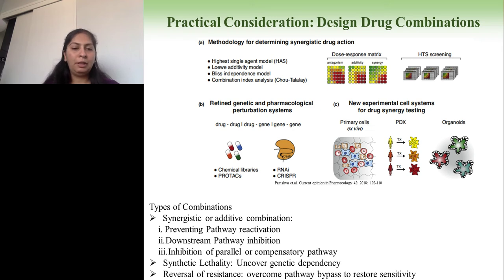So there are different types of combinations. First is a synergistic or additive combination. How that has an effect on drug resistance is either they can prevent the pathway reactivation, or it can prevent the downstream pathway inhibition, or it can cause the inhibition of parallel or compensatory pathways. With the help of RNAi or CRISPR, you can detect the synthetic lethality to identify the genetic dependency, or these combinations can help you to reverse the resistance. And I'm going to talk more about the reversal of resistance and how to overcome the pathway bypass to restore sensitivity. So I told you that we developed this acquired resistant model.